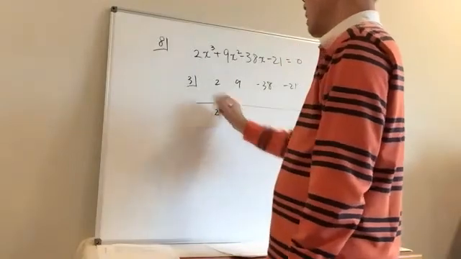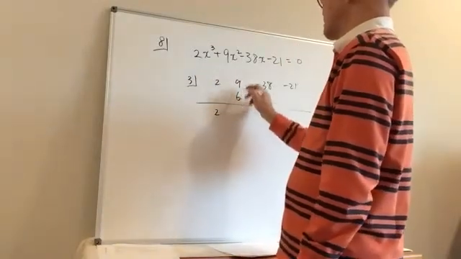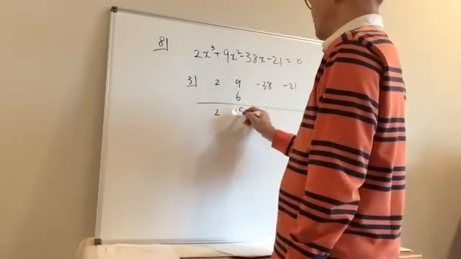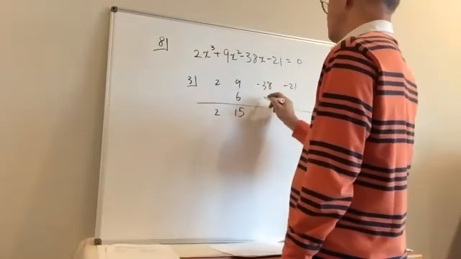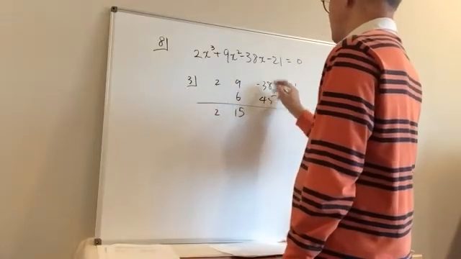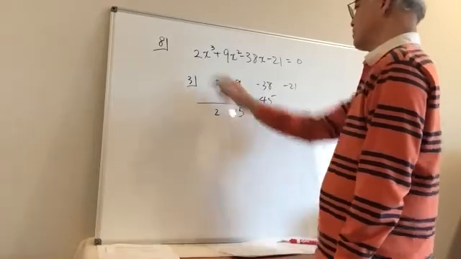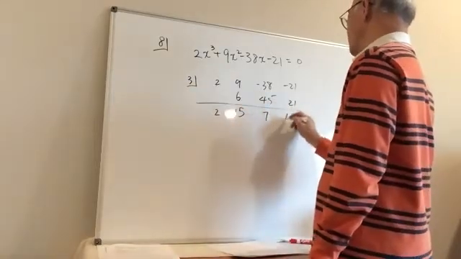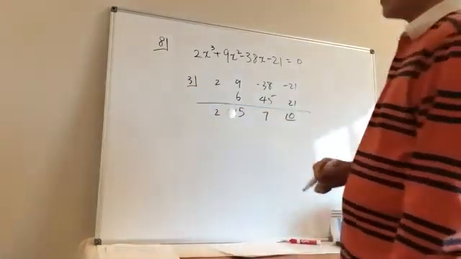2 comes down, 2 times 3 is 6. That's going to be 15. 15 times 3 is 45. Add together, we get 7. 7 times 3 is 21. And indeed, yes, it is an answer.